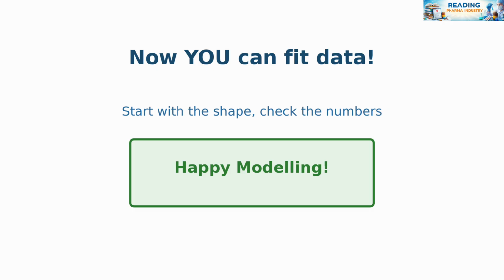I hope you found this series on data fitting useful for you. As mentioned, always look at the shape of your data, then choose the right model to fit your data.